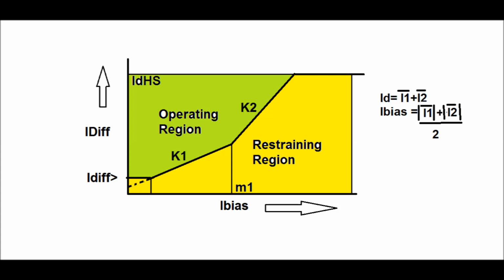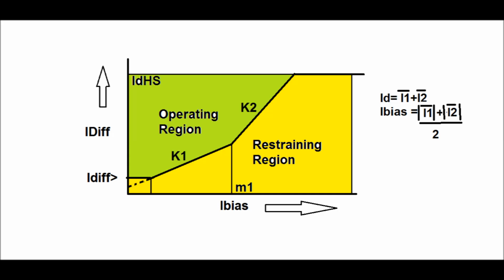ID is the vector sum of I1 plus I2, and the bias current is the average of I1 and I2, that is the scalar sum of I1 plus I2 divided by 2. So these are the differential current and the bias current for Micom P63X, and the characteristics are shown.